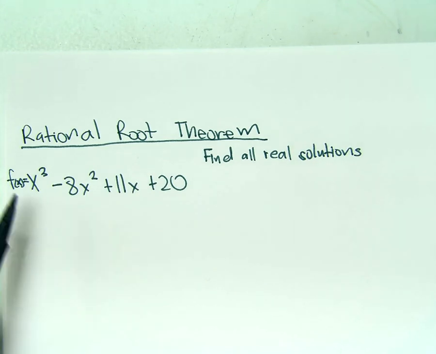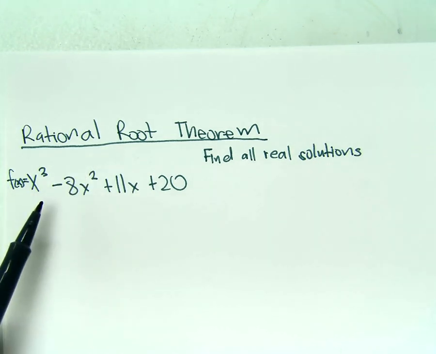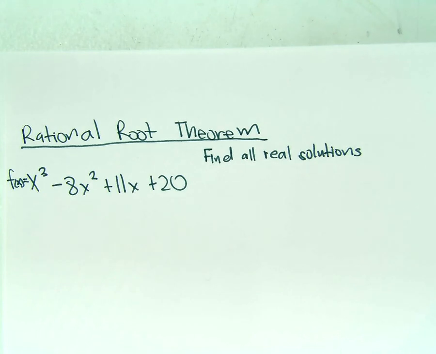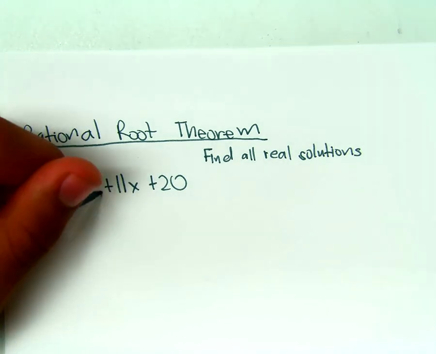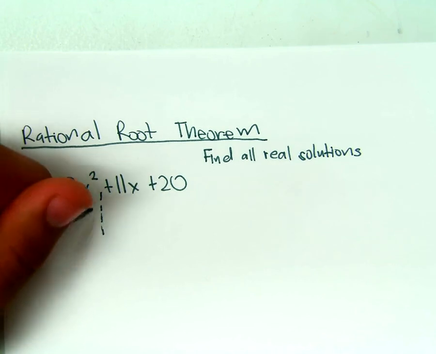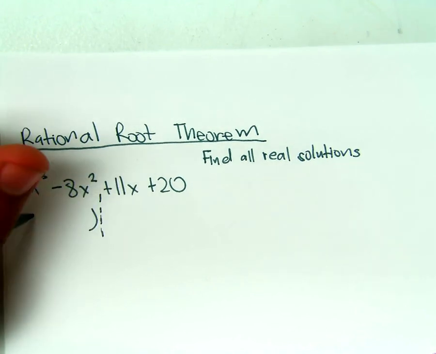Based off what we know, what method do you think would work? Based off what we talked about last week, what method would you use? There's 4 terms. Yes, so we would factor by grouping. Okay? So let's go ahead and try that and see what happens. Alright, we have 4 terms, so we would factor by grouping.